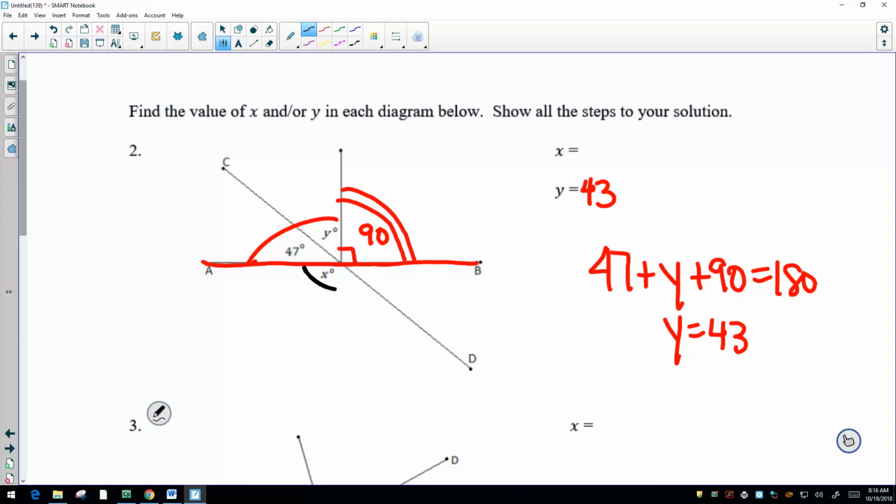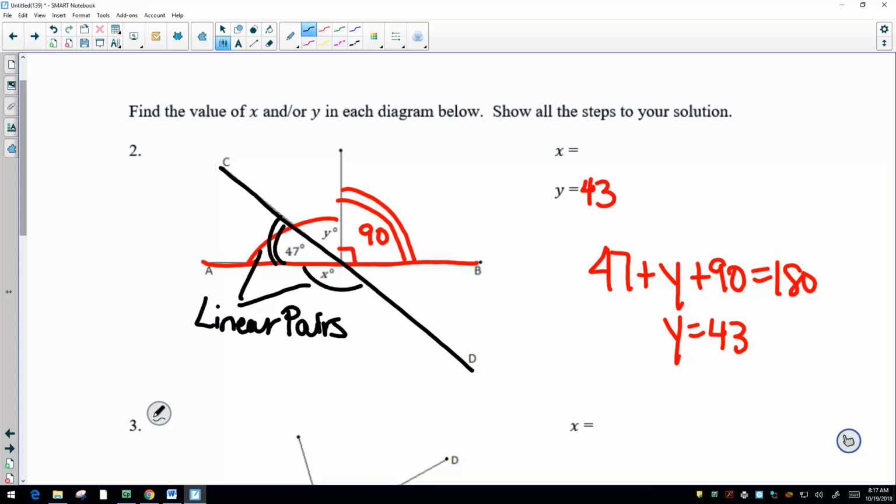Now similarly, we can do that for x. If I notice where x is located, x is over here. And let's take a look at line CD, and I can see how x and this angle of 47 are also next to each other. I also see that they're next to each other on a line. Those two angles are linear pairs, so if I just look at these two, I could call them linear pairs.